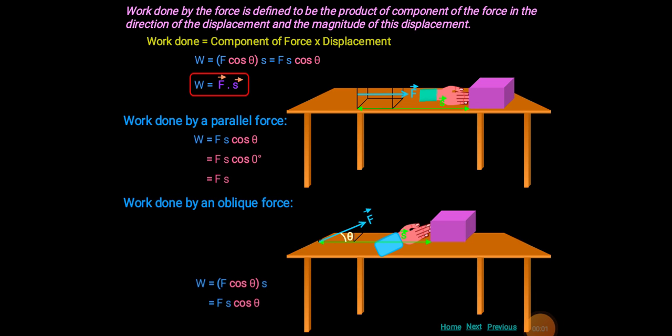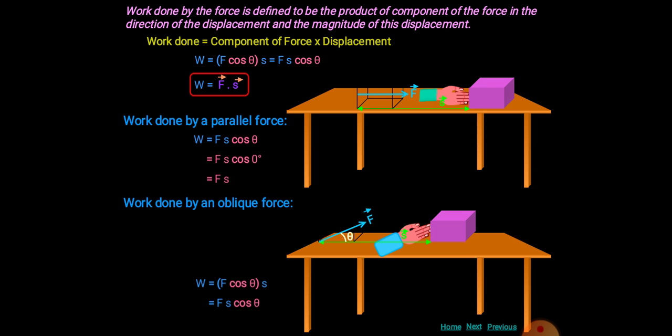Hello students, today we are going to discuss in detail about work. As you know already, the formula of work is equal to what? Force into displacement. We can write work done is equal to component of force into displacement. The component of force that we have taken is F cos theta, and displacement is S. So we can write W = F S cos theta.